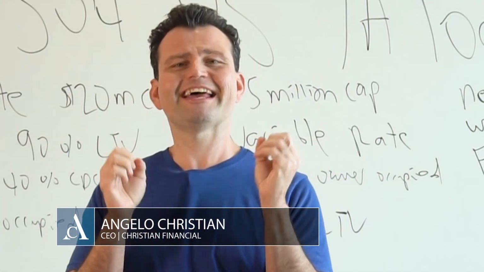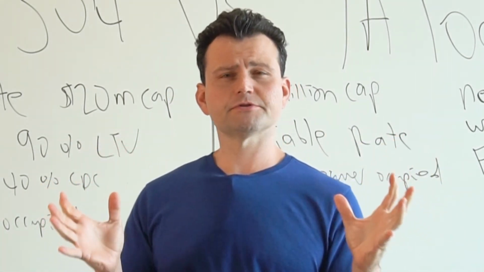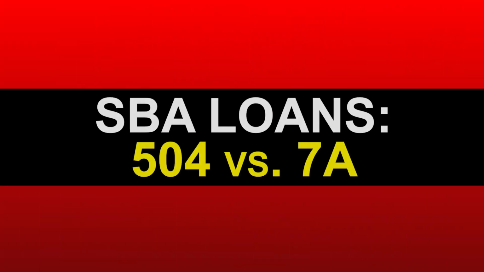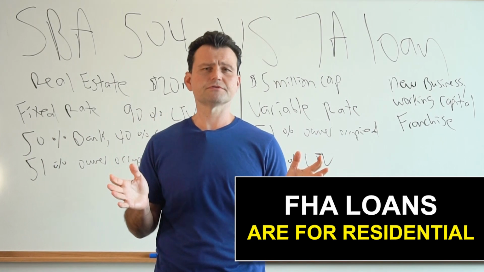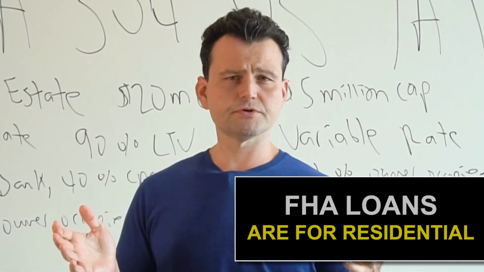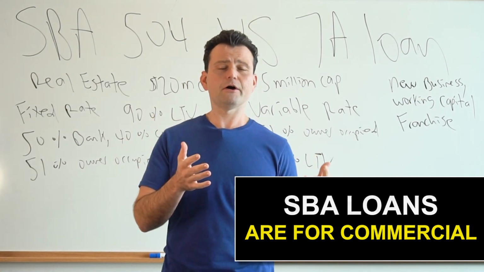We're actually focusing on SBA loans. There's actually a difference between the different types of SBA loans that are available in the marketplace. There's an SBA 504 loan, and there's an SBA 7A loan. FHA loans are for the residential side, and SBA are for the commercial side. You can think of SBA kind of like an FHA loan if you've ever bought a house before.